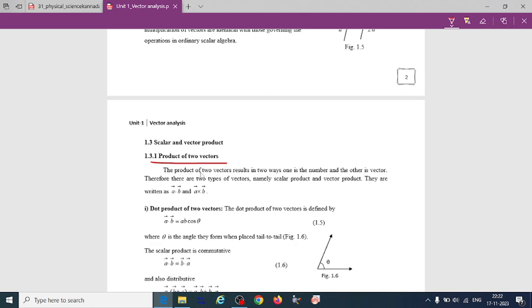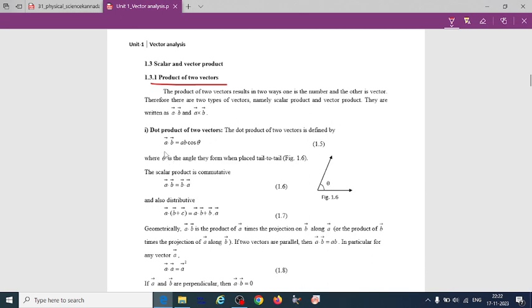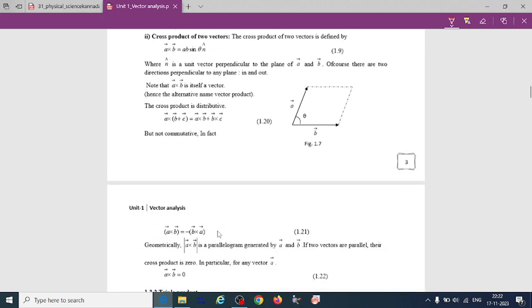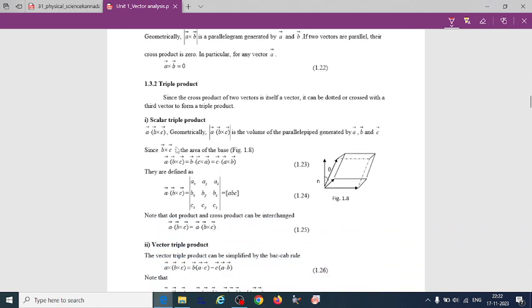Many of the questions will be asked on the scalar product and vector product, A dot B and A cross B. Sometimes they will ask to find the angle between two vectors, and you should know these formulas for cross product and dot product. And sometimes they will ask triple products: scalar triple product and vector triple product, A dot B cross C and A cross B cross C. These formulas you should remember.